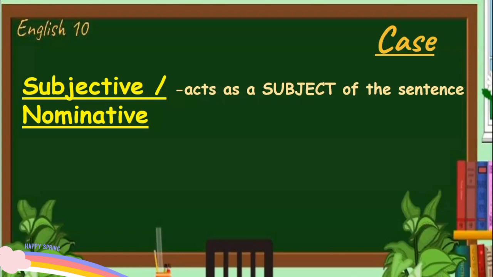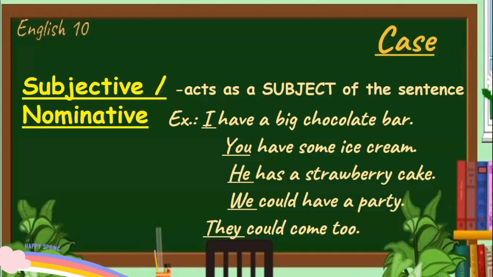Example, I have a big chocolate bar. I is a pronoun that functions as the topic of your sentence. Next, you have some ice cream. He has a strawberry cake. We could have a party. And they could come too. Okay? So I, you, he, we, and they, these are the pronouns that we use under subjective case.